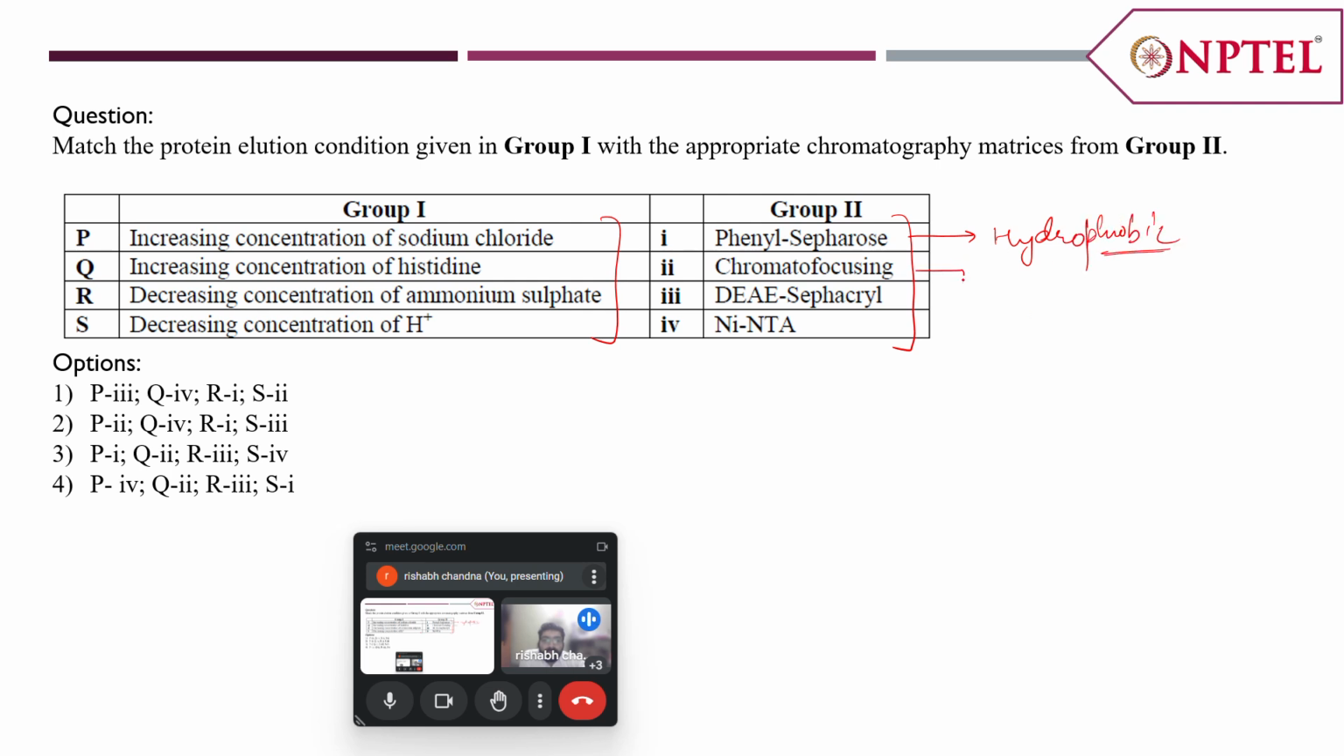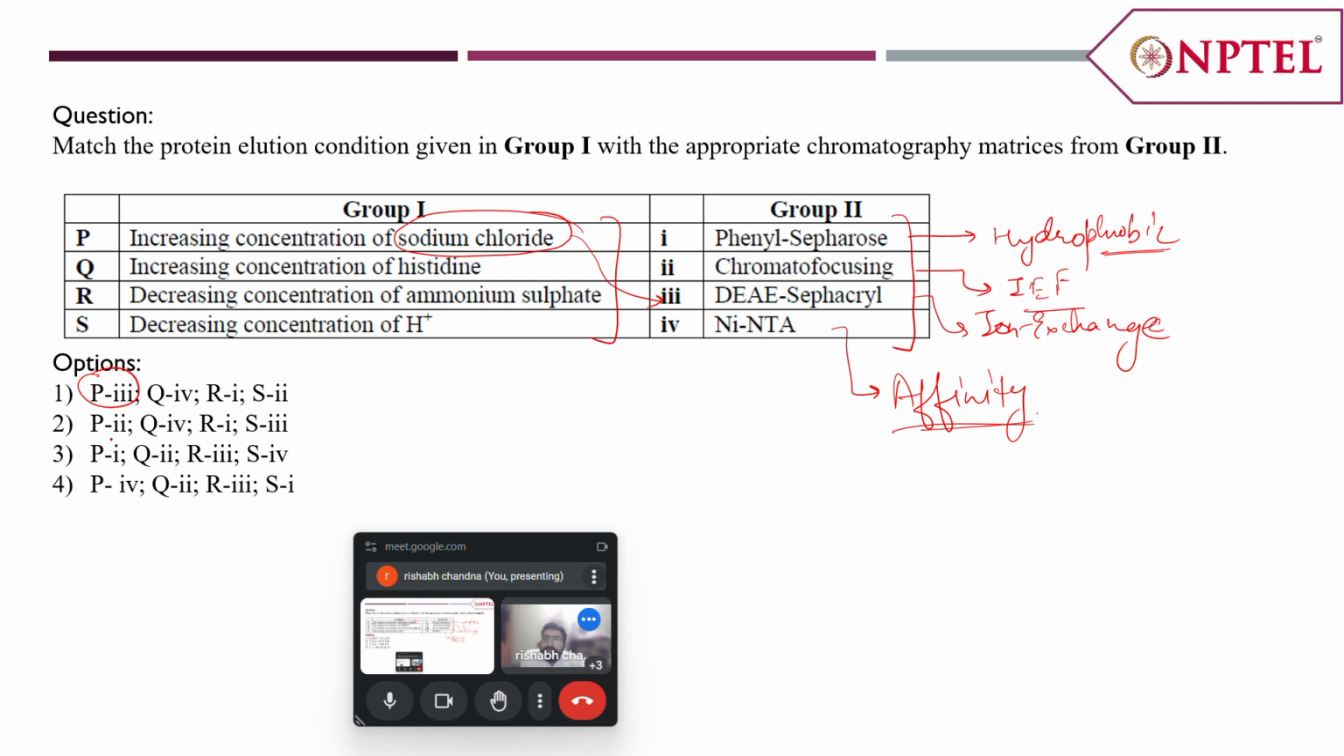Okay, chromatofocusing is a chromatography modified variation of isoelectric focusing. Okay, DEAE Sepharose is an ion exchange chromatography, and Ni-NTA is affinity chromatography. Okay, so in case of increasing concentration of salt, what we generally do is separate in case of ion exchange chromatography. Okay, so this would be the third option.